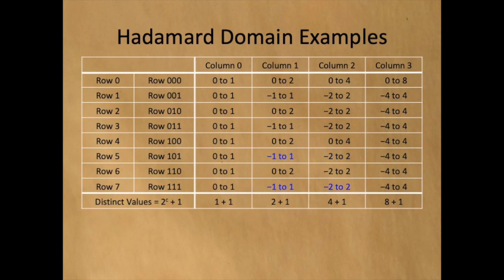Column 2 row 7 is the difference of the two parents. The minimum value will be minus 1 minus a positive 1, which equals minus 2. And then the maximum value will be 1 minus a negative 1, which equals 2. Notice in this case, both parents range from minus 1 to positive 1.